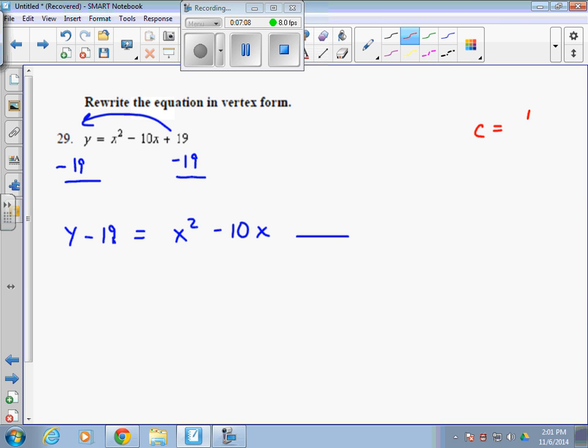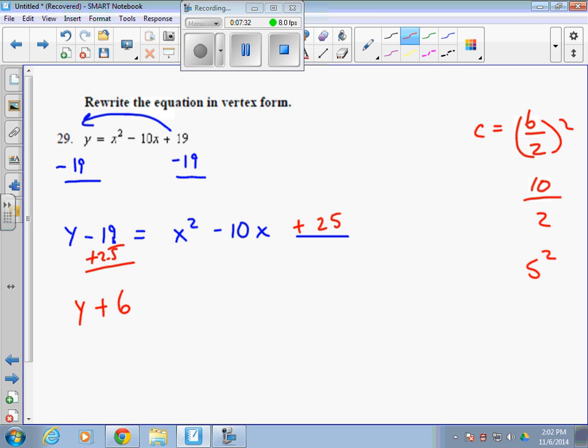Remember, c is b divided by 2 squared. B's value is negative 10, but when you divide that by 2 and get negative 5 and square it, you get back to positive 25. So if you add 25 to that side, you have to add 25 to this side. Negative 15 plus 25, y is going to be plus 6. So y plus 6 equals, then we're going to take the square root of this. The square root of x squared is x. The square root of this is 5. This says put minus in between them, and it's squaring the whole binomial. So x minus 5 squared.